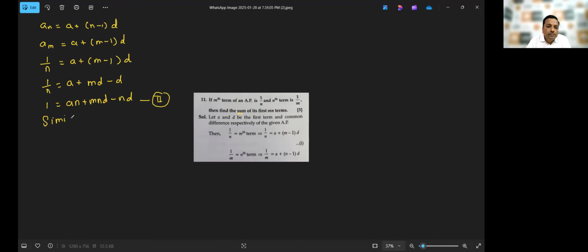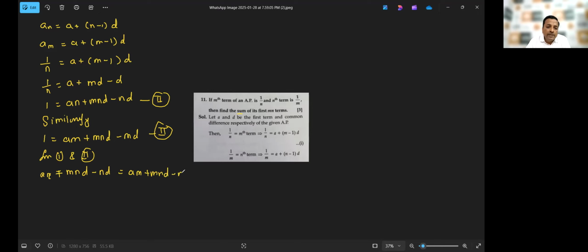Similarly, again what to do? The nth term: replace m with n and n with m. am, mn is as it is, both replaced each other, minus md. The same sum we solve. Again comparing first and second, from first and second, if the left hand side is 1, equal to the right hand side. an plus mnd minus nd is equal to am plus mnd minus md. Again on both sides mnd is the same, mnd cancels.